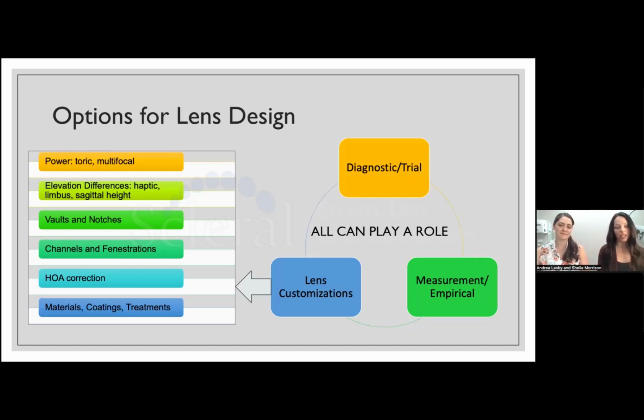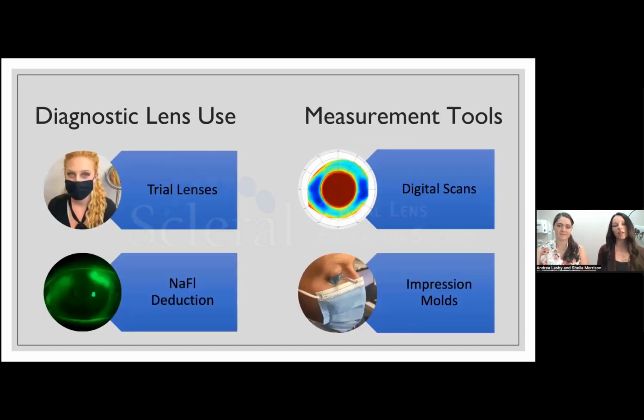Digitally now we can do everything, and it's really, really cool. HOA correction, and of course materials, coatings, and treatments are all lens customizations available to us now, just to get into a little bit more detail. And all of these things certainly play a role. When it comes to diagnostic lens use, just in summary, with trial lenses and sodium fluorescein, we can figure out what changes need to be made by looking at the way that a lens whose shape we know interacts with the eye.